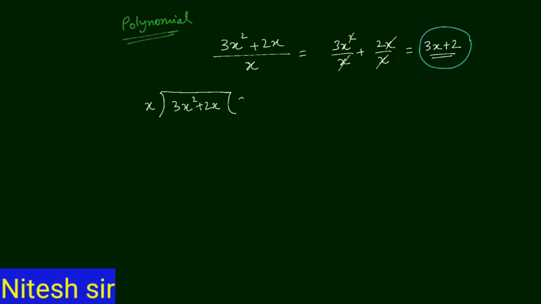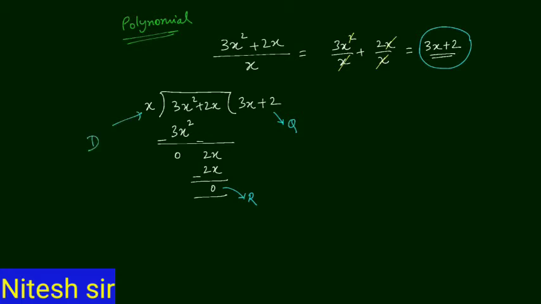So now there is 3x square, so we will multiply it by 3x. So that is 3x square, and now we will subtract. In that, 3x square will be cancelled, and then we copy plus 2x. Now 2x is there, and in the divisor we have only x, so we will multiply it by 2. So we are getting 2x. Now 2x and 2x again cancel. So again we are getting remainder 0. Quotient is 3x plus 2 and divisor is x.